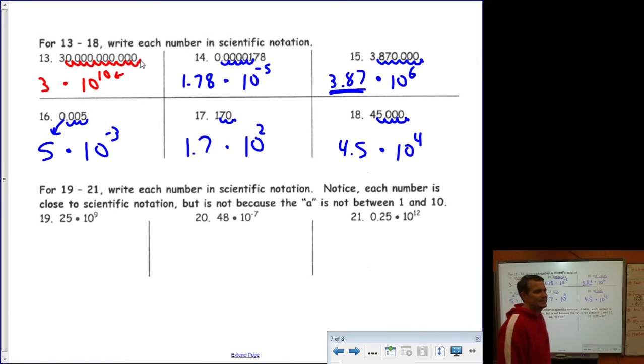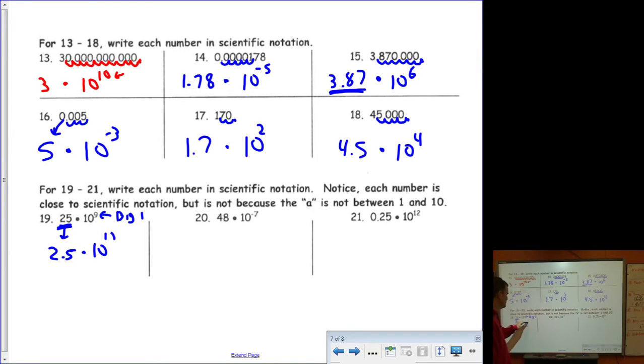All right, number 19, it looks like it's in scientific notation, but it's not because this number is too big. So I'm going to move the decimal 1 spot and make it smaller. By making it smaller by 1 spot, the exponent needs to get bigger by 1 spot. So that would be 10 to the 10th.